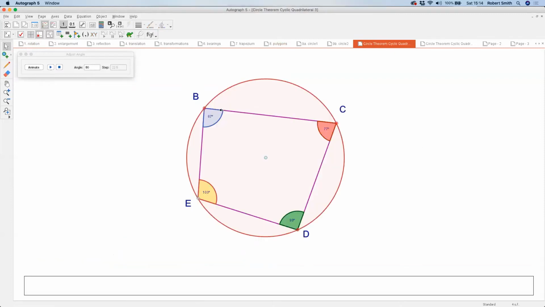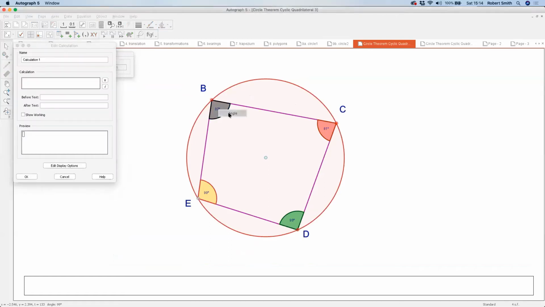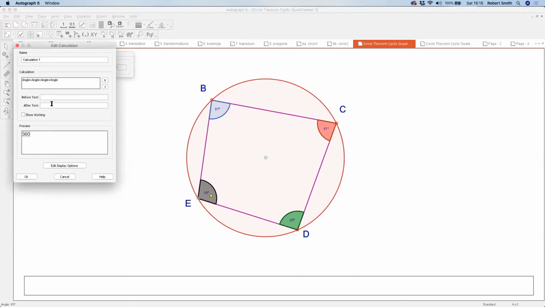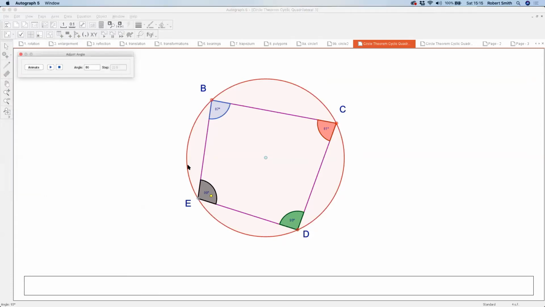Here's an example showing that the cyclic quadrilateral, we've got the angles. We can see there that they all add up. So we'll use our calculator, and we'll just steal the attributes from each of these angles. You can see 1, 2, 3, and 4. 360, and that's all our angles around in a cyclic quadrilateral.